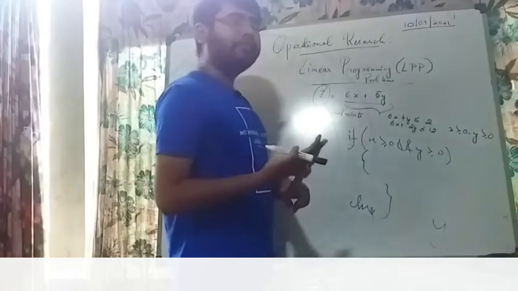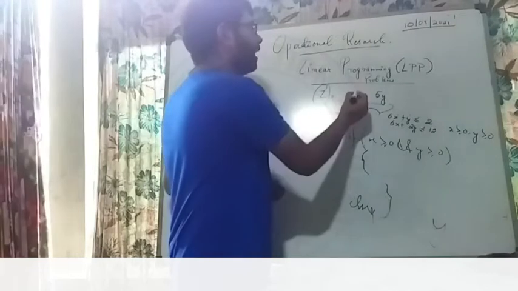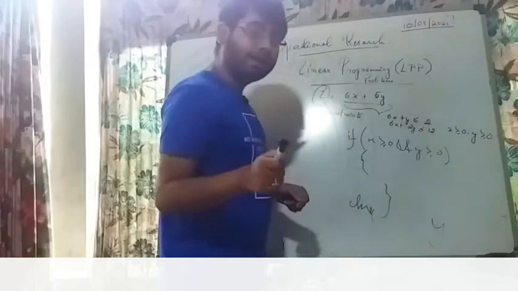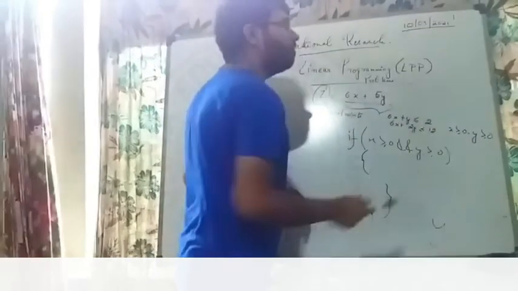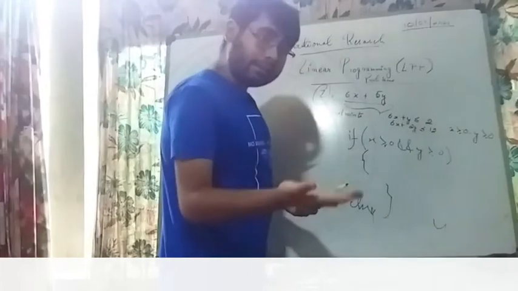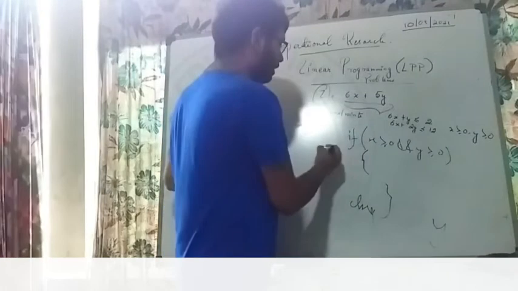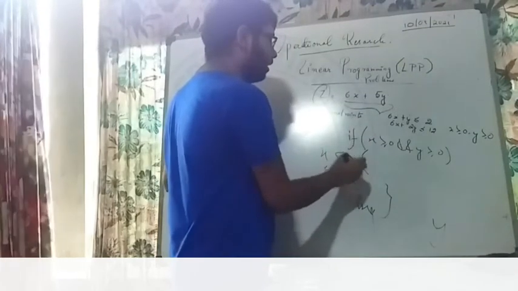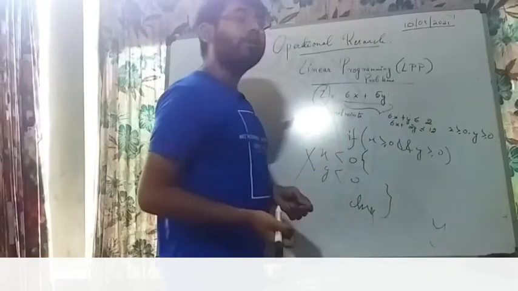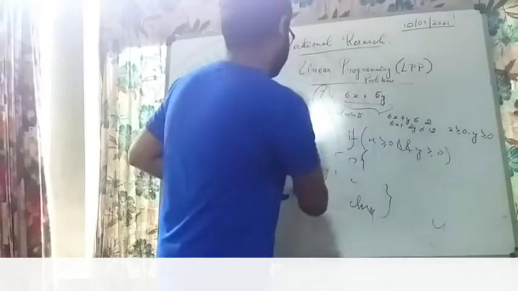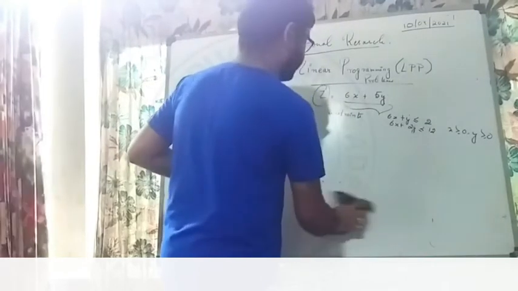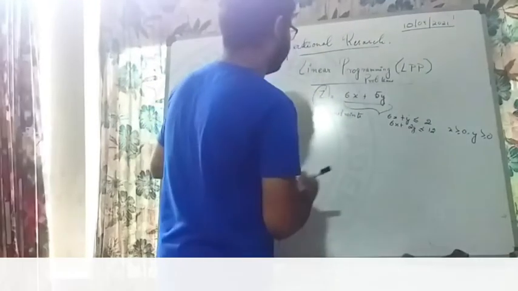So what are the two if-else statements? First, the exponents must be linear, meaning the power must be 1. Second, the values of x and y must be greater than or equal to 0. If the value of x is less than 0 or y is less than 0, then we cannot solve this linear programming problem. So, the first approach we can see is known as the graphical approach.